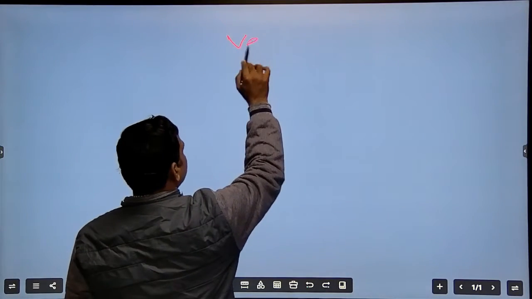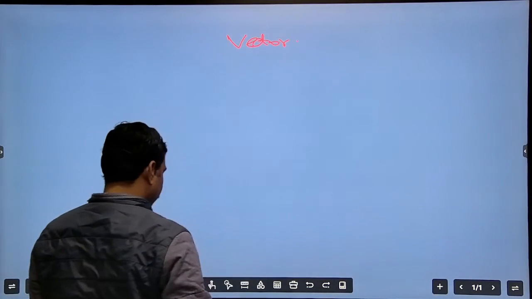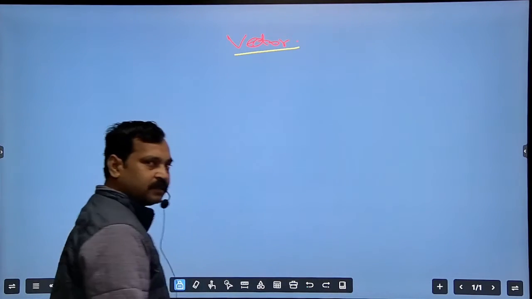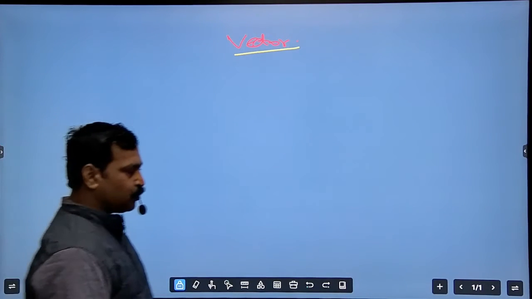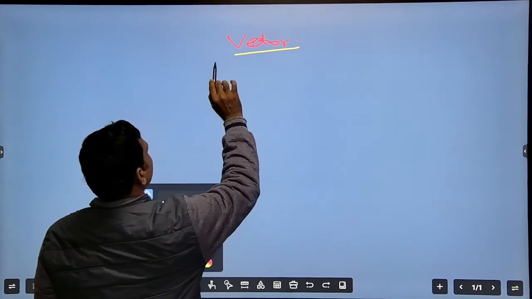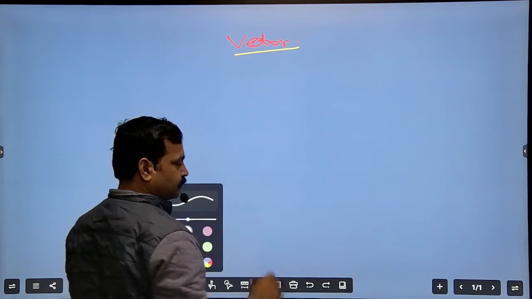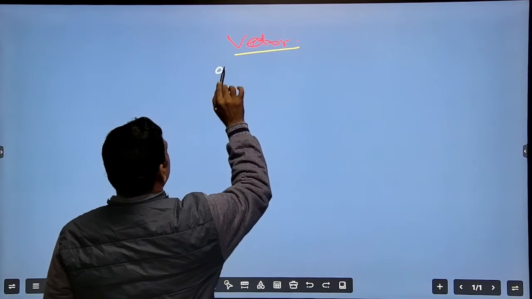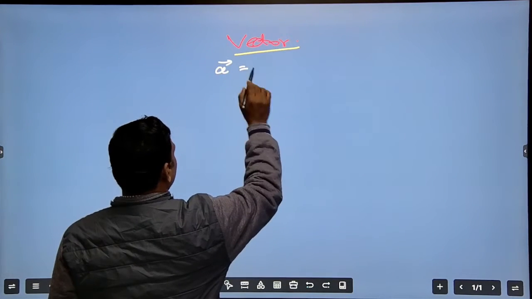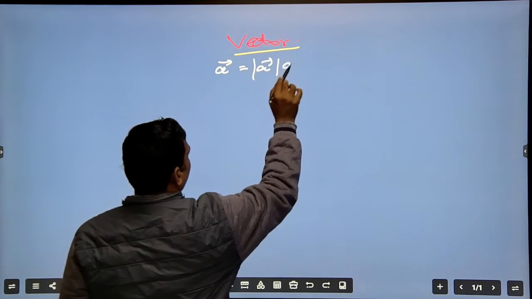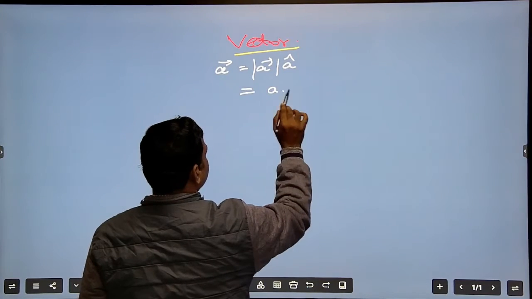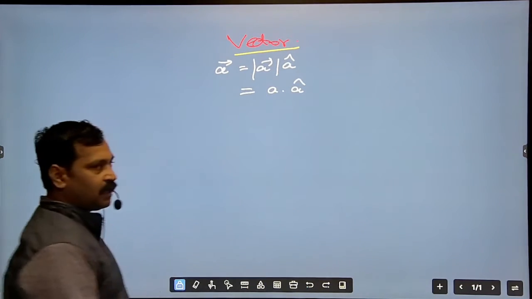So we know what is a vector. A vector is a quantity which has both magnitude and direction. It is represented by an English alphabet, putting an arrow over it. So this is a vector quantity. It will have its magnitude and also its direction. Magnitude can also be written like this, and this will be the unit vector.